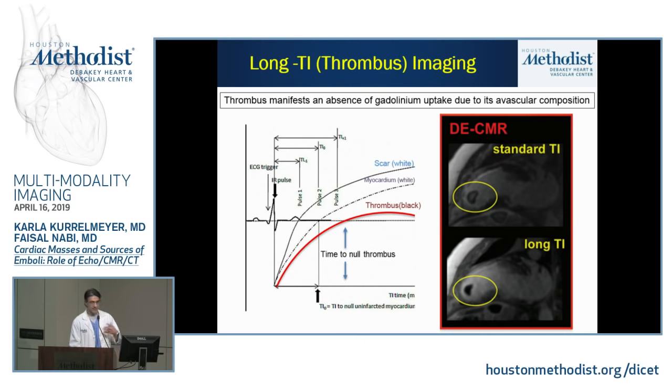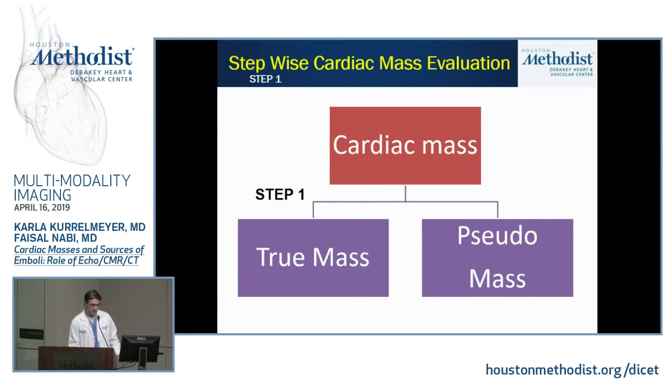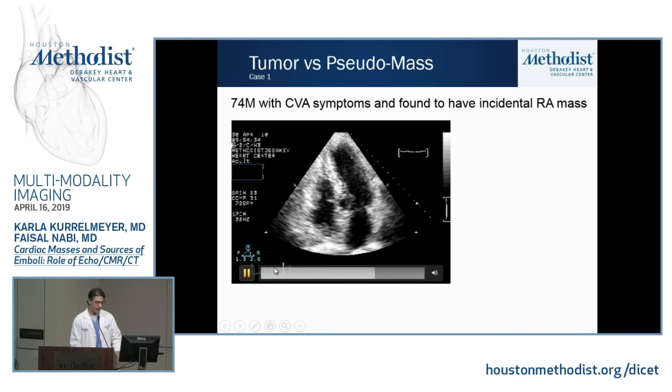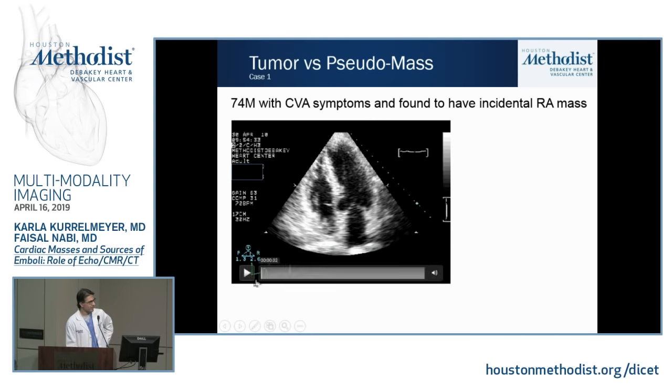So this makes up the different ways we probe tissue characteristics with CMR. So what is our thought process, as CMR physicians, when we have a case that you refer to us, is this a mass? And tell us a little bit more about it. The first question we have to ask is, is this a true mass or a pseudo mass? Here's an example of a case with ultrasound. And I hope the movies are not too jerky here.